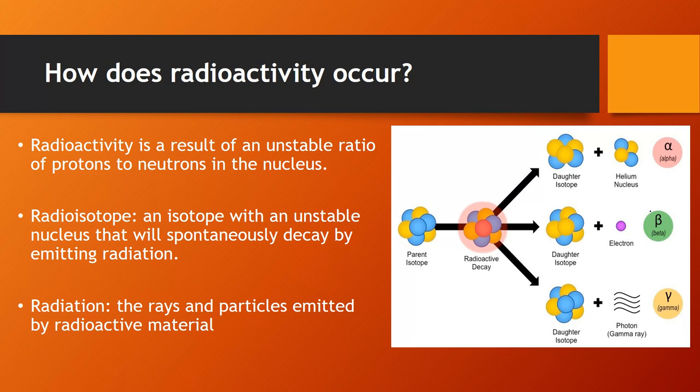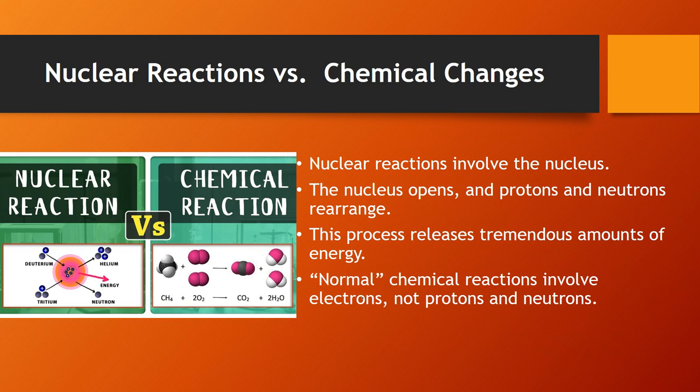There are three main types. We're going to get into some of the more detailed types as well. But there's alpha decay, beta decay, and gamma decay. Alpha and beta are particles. Gamma is a ray, a form of radiation energy. Again, that's just clarifying some of the vocabulary.